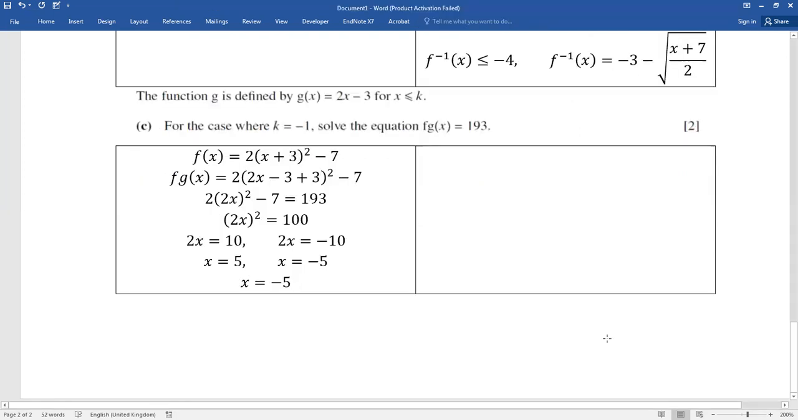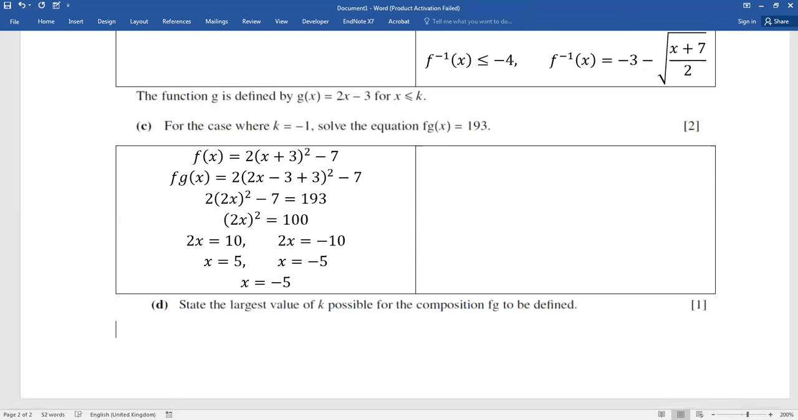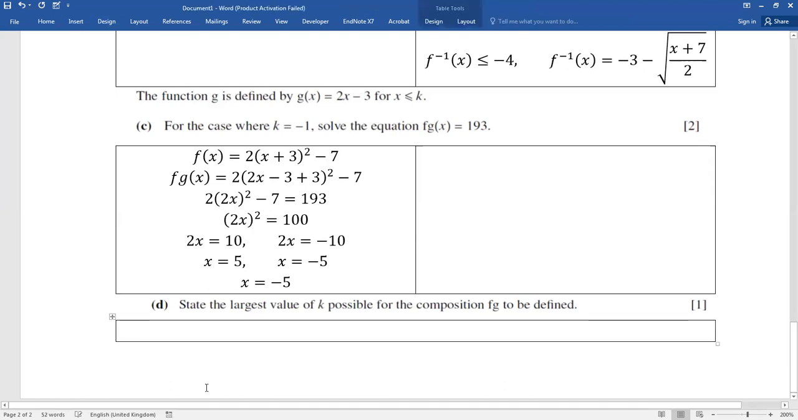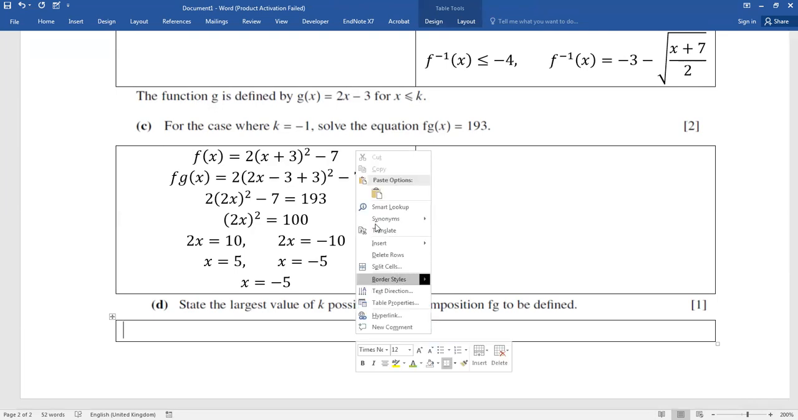Now comes the last part of this one, which is part D. State the largest value of k for the composition fg to be defined. Now I know in order for fg to be defined, the range of g must lie within the domain of f. So if I don't know the value of k, but I know x is less than or equal to k, so for this domain, what is my range? What is the range of g?